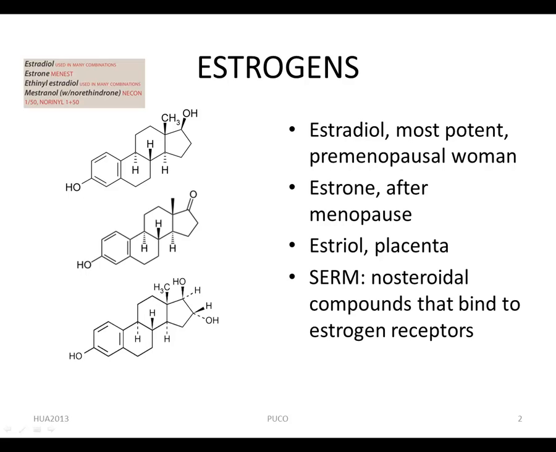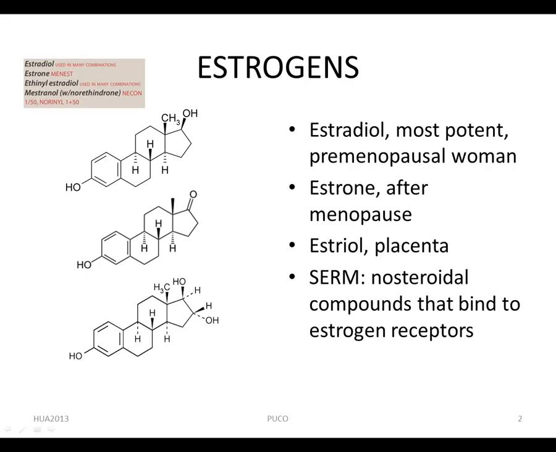Estradiol, also known as 17-beta-estradiol, is the most potent estrogen produced and secreted by the ovary. It is the principal estrogen in the premenopausal woman. Estrone is a metabolite of estradiol that has approximately one-third the estrogenic potency of estradiol. Estrone is the primary circulating estrogen after menopause.